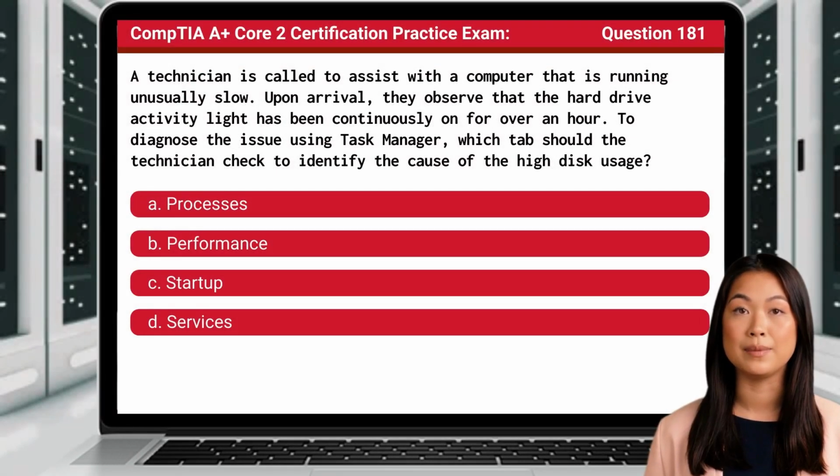Question 181. A technician is called to assist with a computer that is running unusually slow. Upon arrival, they observe that the hard drive activity light has been continuously on for over an hour. To diagnose the issue using Task Manager, which tab should the technician check to identify the cause of the high disk usage?